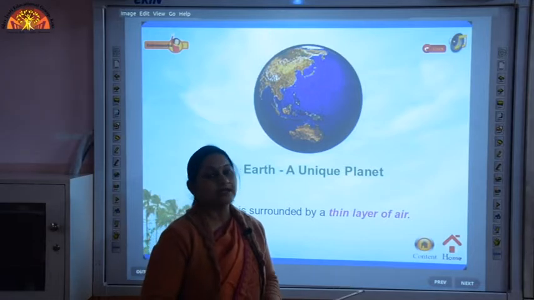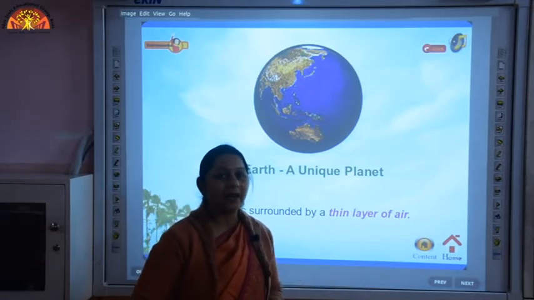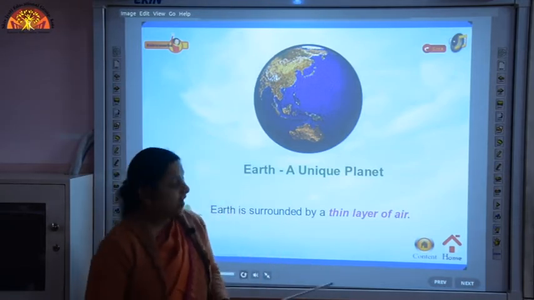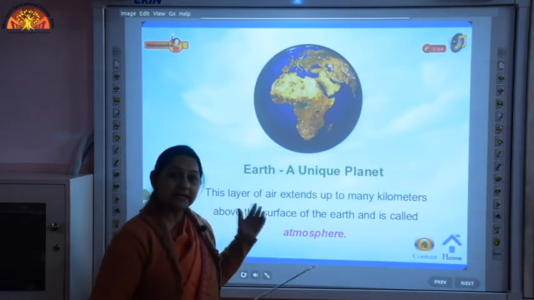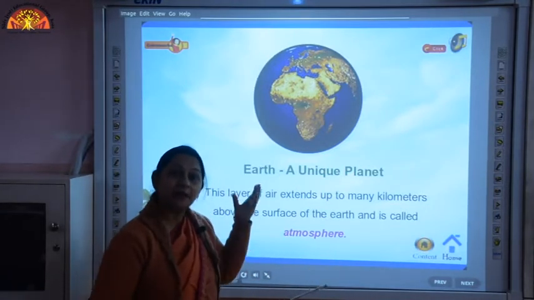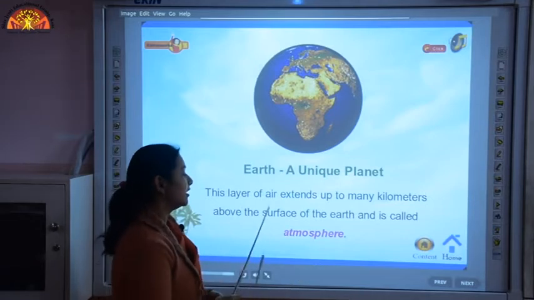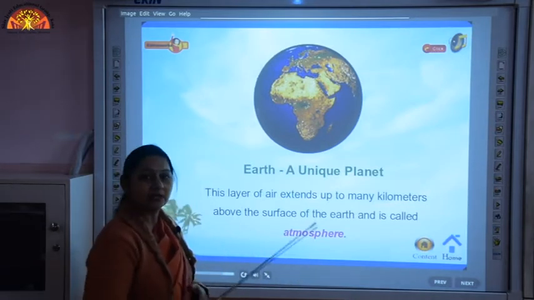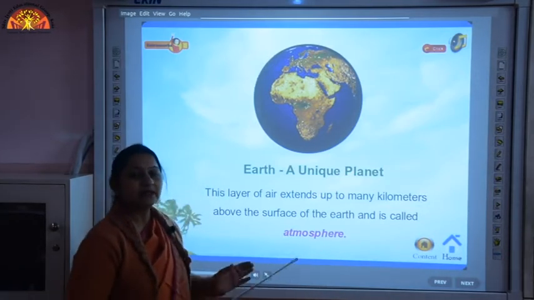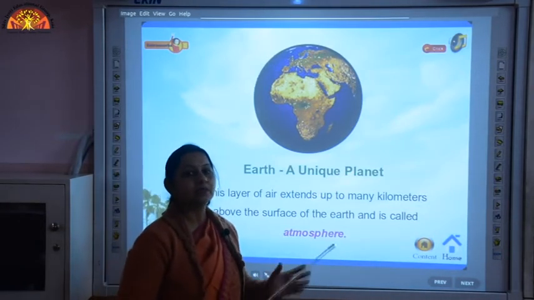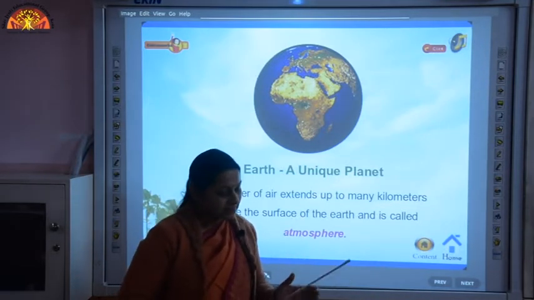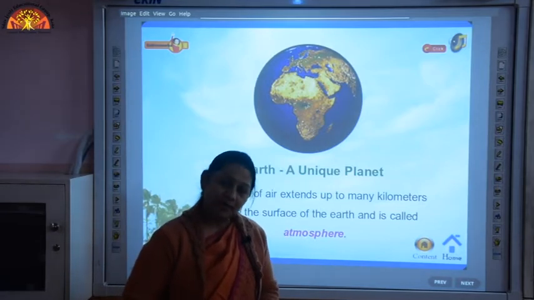Now, the earth is surrounded by an envelope of air. It is surrounded by a thin layer of air, and this thin layer of air extends up to many kilometers into the space, around 200 kilometers up in the space. And this thin layer of air which extends to many kilometers in the space is called the atmosphere. So, this atmosphere is protecting our earth, enveloping our earth like a blanket. So, this envelope of air is called the atmosphere.